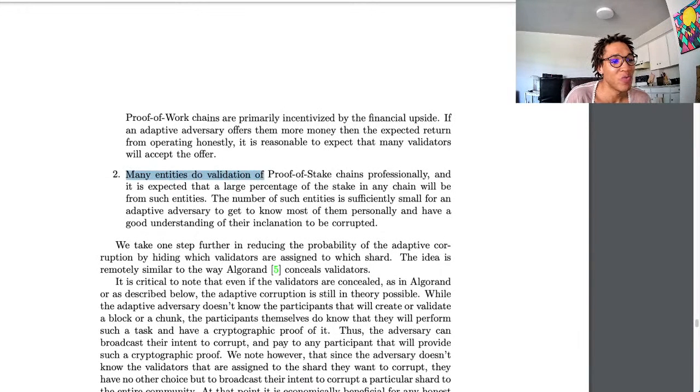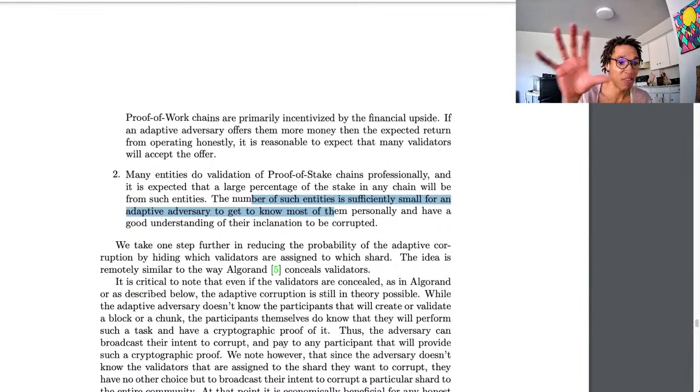Many entities do validation of proof of stake chains professionally, and it is expected that a large percentage of the stake in any chain will be from such entities. Makes sense? The number of such entities is sufficiently small for an adaptive adversary to get to know most of them personally and have a good understanding of their inclination to be corrupted. So this is just saying, for example, Almeida and CZ of Binance and all these people who own all these big exchanges, they probably all know each other, right?